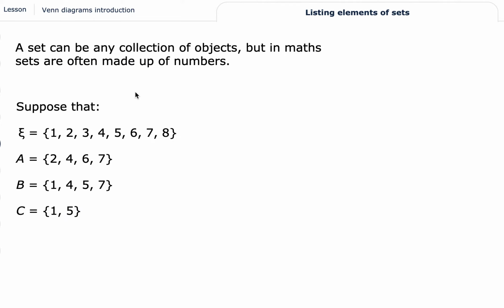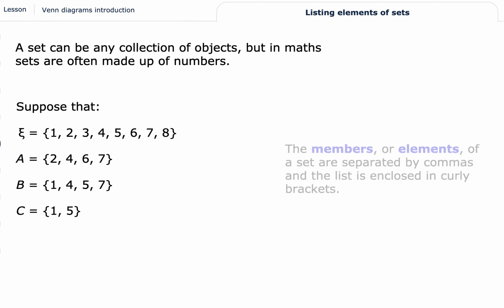Okay, a set can be any collection of objects, but in math, sets are often made up of numbers. So this element means it's from the sample here. We are going to deal with the numbers 1, 2, 3, 4, 5, 6, 7, and 8. A is 2, 4, 6, 7. B is 1, 4, 5, 7. And C is 1, 5. We have 3 sets taken from all these elements, within the sample data.